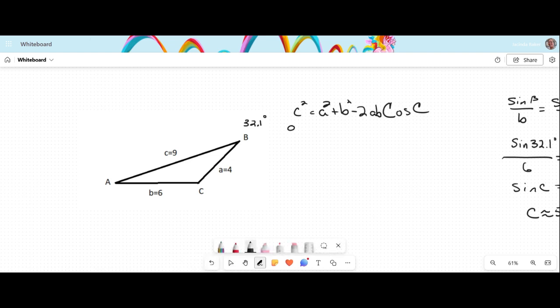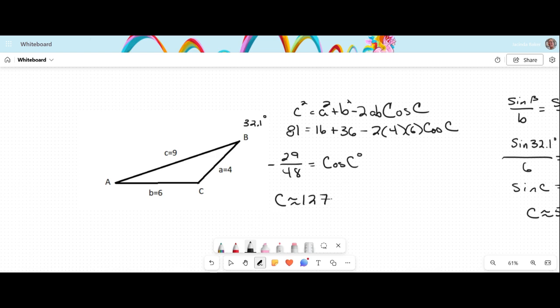Okay, C squared is, let's see, 81 equals A squared is 16, B squared is 36, minus 2 times A is 4 times B is 6 cosine of C. Just to skip all that math, it is negative 29 over 48 equals cosine of C. So when I put that in my calculator and I do inverse cosine of negative 29 divided by 48, I get 127 point, what is that? 0.2, I guess? 0.2 degrees. So that's C.